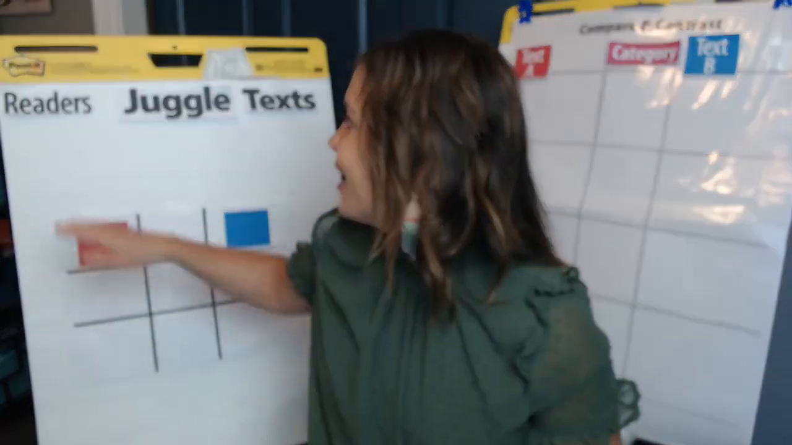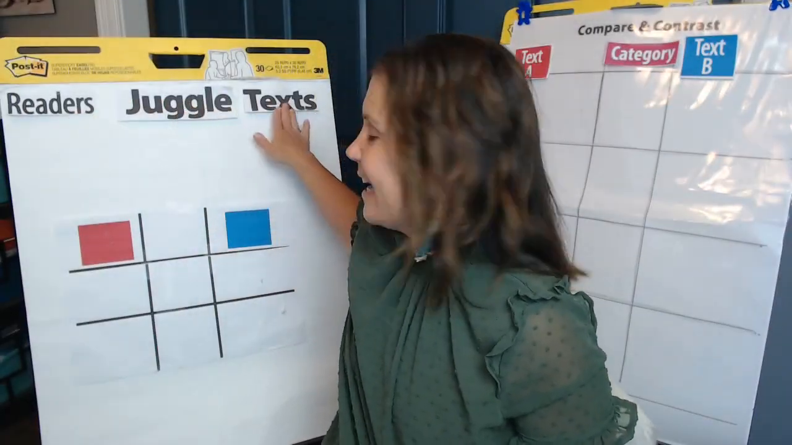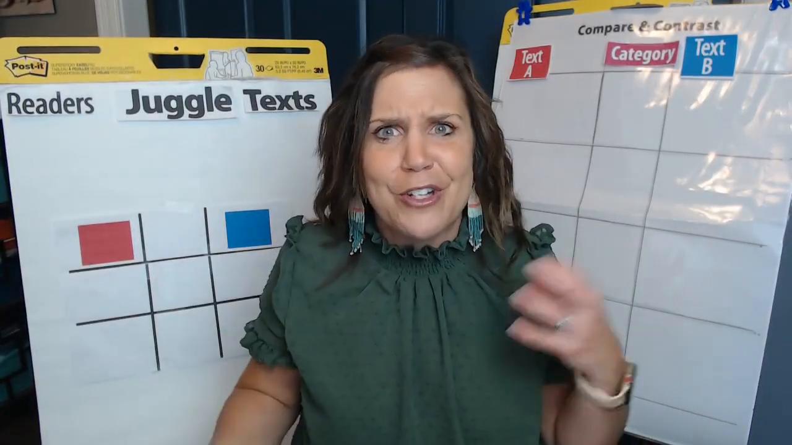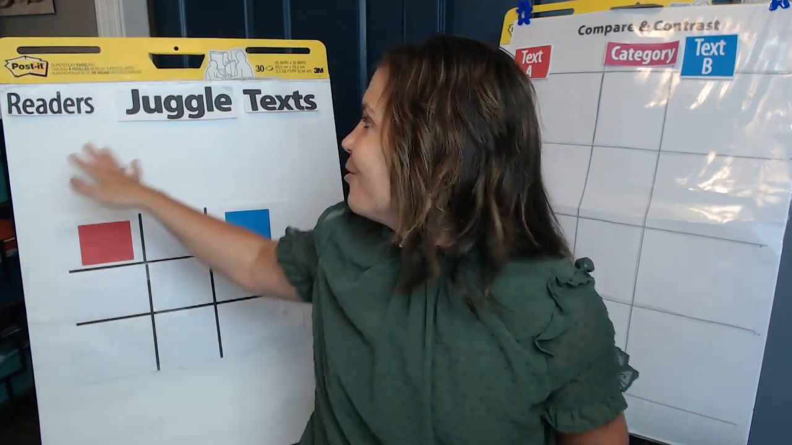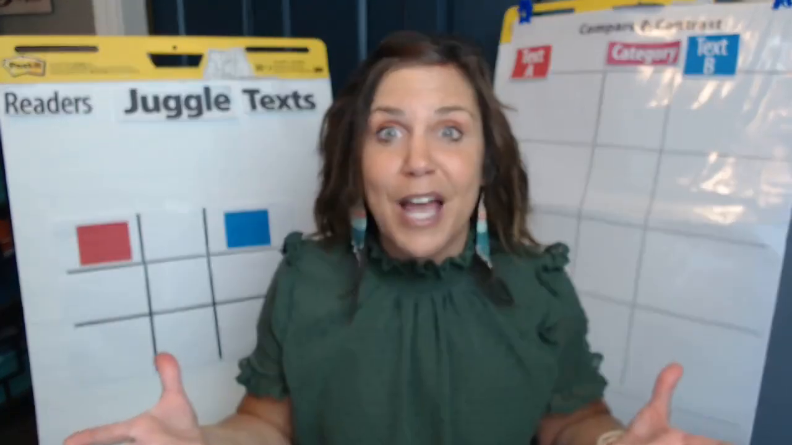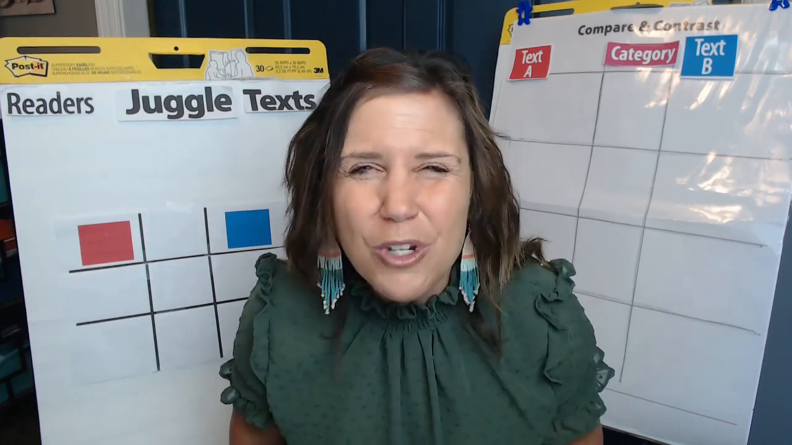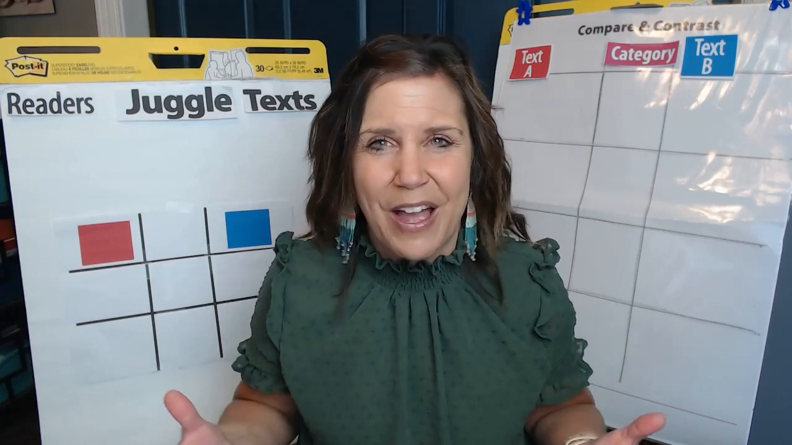Well, today we're going to talk about how readers sometimes juggle text. If you've seen somebody juggle, they've got more than one ball that they're juggling. We're going to learn about how readers juggle text. Sometimes you have more than one text that you're reading. And you might think, why? Why would you read two different books at the same time?